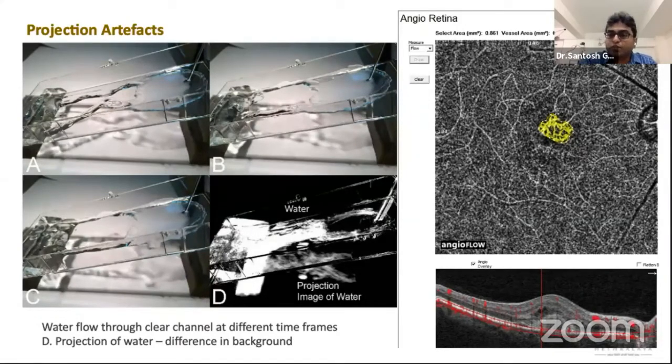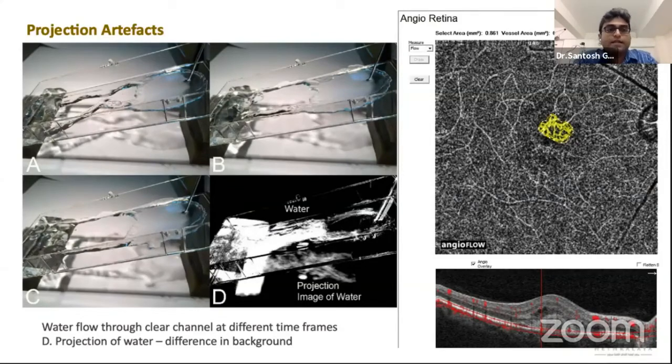Similarly, when you look at a CNVM and when you look at these layers, a CNVM which is there at the CC layer or the outer retina can also be seen even in the superficial layers. That is a decorrelation artifact, what we call. So we need to keep in mind these things when you're interpreting a CNVM complex or the lesions that arise in the deeper retinal layers.